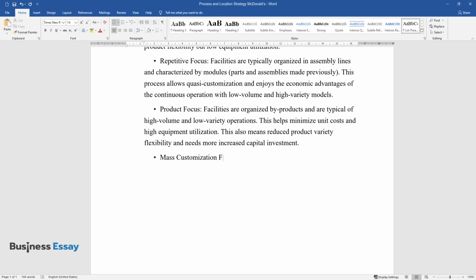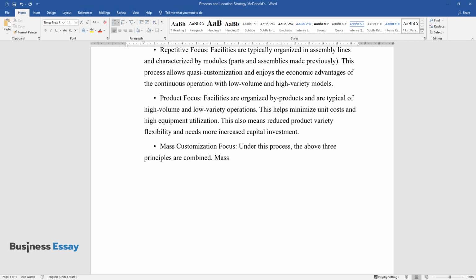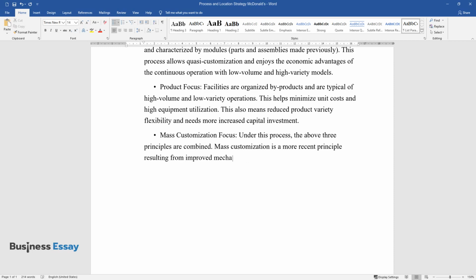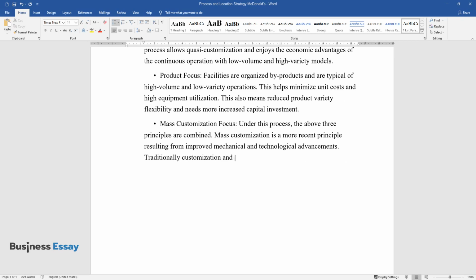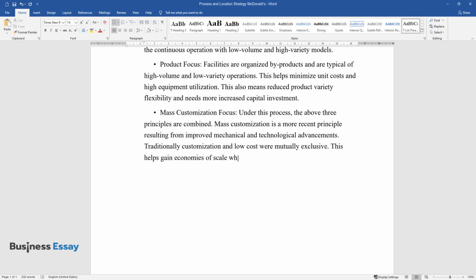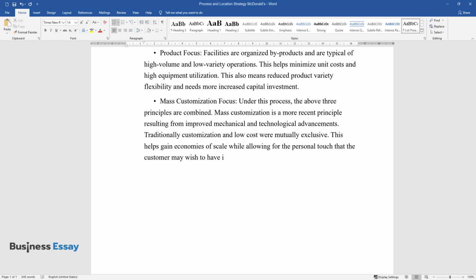Mass customization focus. Under this process, the above three principles are combined. Mass customization is a more recent principle resulting from improved mechanical and technological advancements. Traditionally, customization and low cost were mutually exclusive. This helps gain economies of scale while allowing for the personal touch that the customer may wish to have in the goods or service.